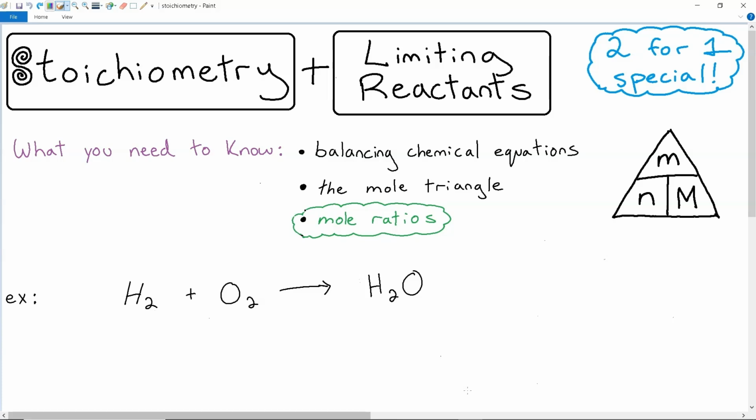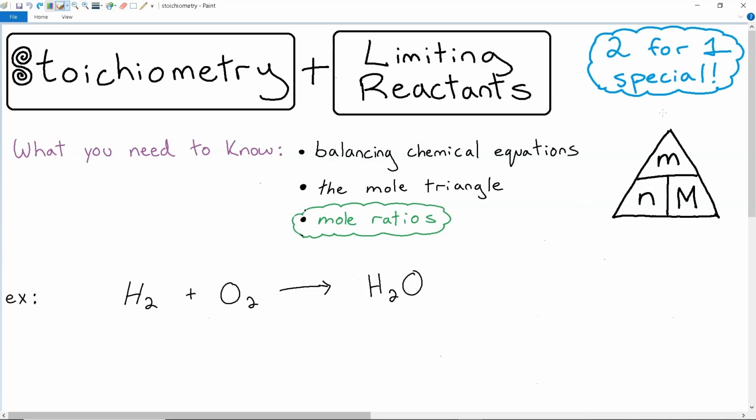Now, the second part of this video is about limiting reactants, and that'll go more into what limits a reaction in terms of how much product we can create. But before we get into that, we do need to make sure that we know some core skills. And the first one is balancing chemical equations. If you need more practice on this, feel free to watch my video on balancing chemical equations, and then you can come back to this video.